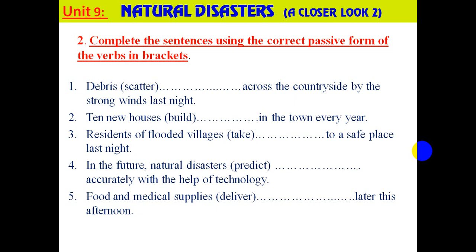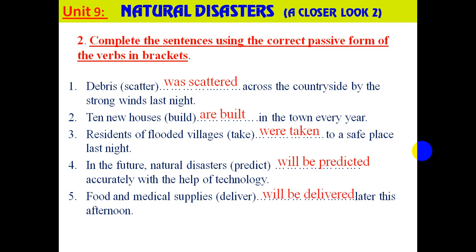Now number one. What do we have for number one? Scatter. Oh yes, debris were scattered. Number two. 10 new houses are built. Number three. Take. Oh, we have were taken to the safe place last night. Number four. Predict. Will be predicted. And number five. Will be delivered. Okay.